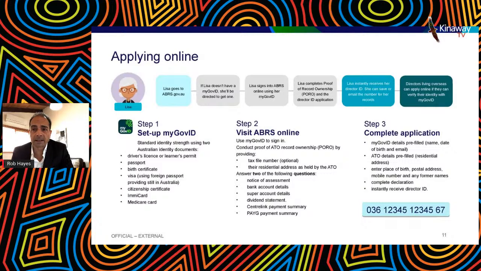Once those steps are completed, the Director ID application itself is the third step, and it is just about confirming some of the pre-filled information that has come across from the MyGov service: your name and date of birth, your email address, and some of the ATO information like your address. You may need to enter and update some of those records, like your place of birth and your mobile phone number, etc. But then you just complete a declaration, and once the submission is made, you will be issued with your Director Identification number instantly.